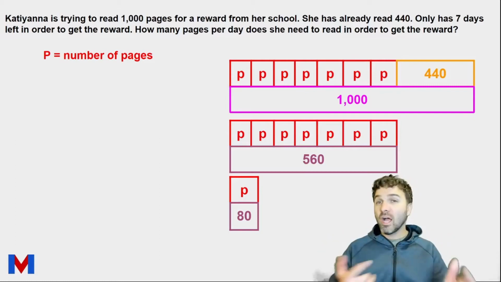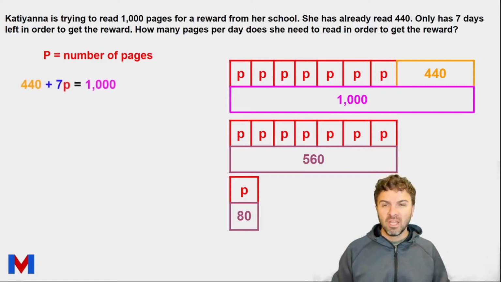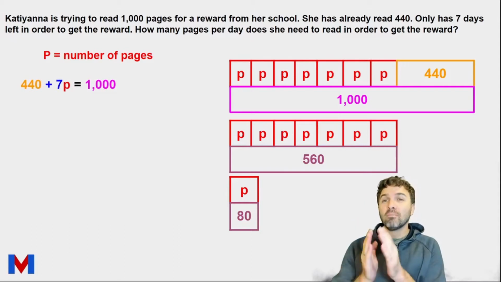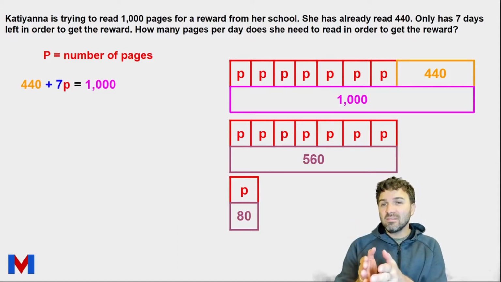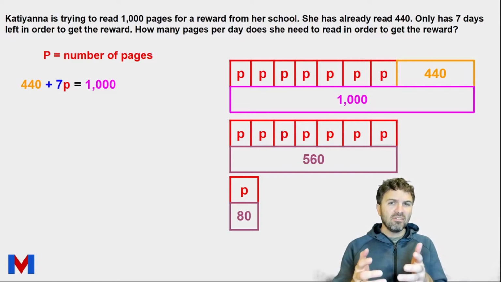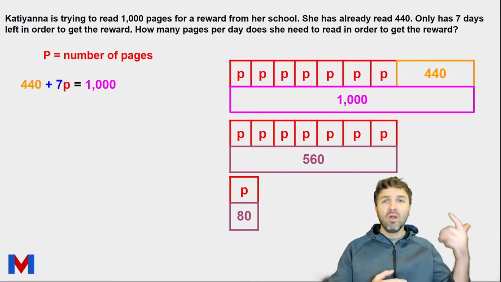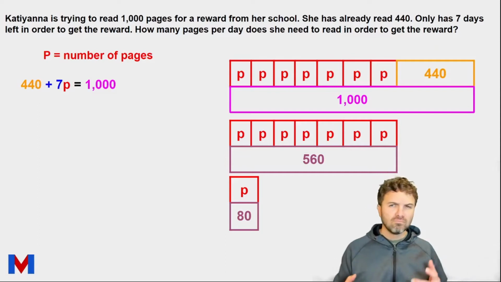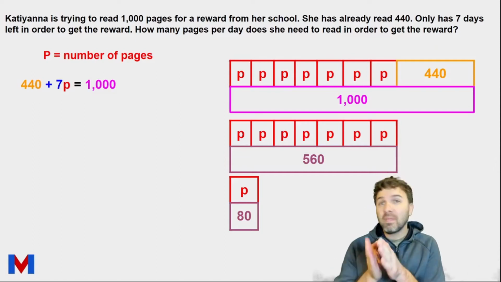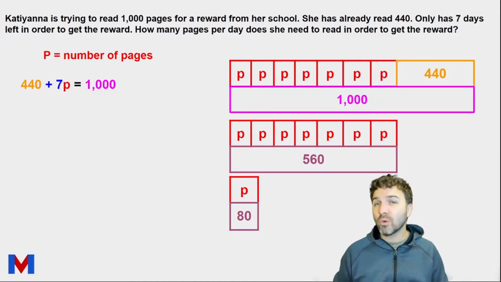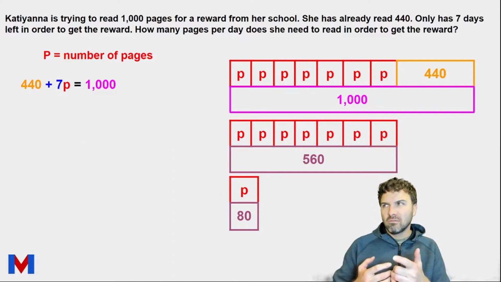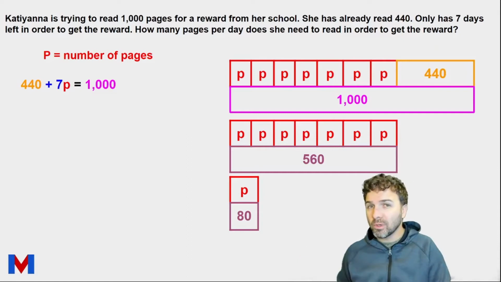Let's look at this a little bit more algebraically. We have 440 she's already read, plus the 7 days times the number of pages she's going to read per day. And we want that to be a total of 1,000 pages. So we've got to solve for P. Get that P by itself. So let's get rid of that 440. And we do that by making it 0. So we're going to subtract 440.